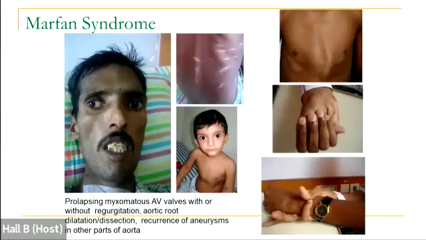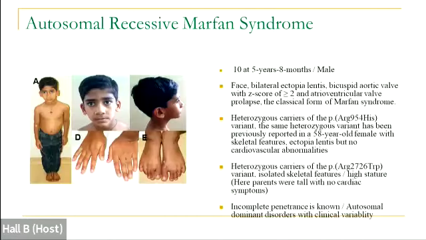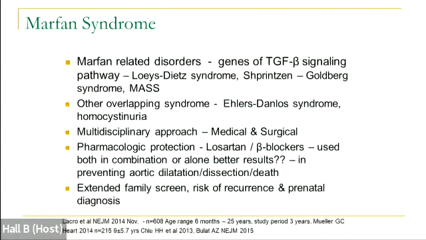So these are the clinical features and diagnostic criteria. Skip this. This is autosomal recessive Marfan syndrome, rarely described, with a more severe phenotype compared to the parents. These are the differential diagnoses: Marfan-related disorders which involve the TGF beta signaling pathway, or Marfan-like overlapping connective tissue disorders like Ehlers-Danlos syndrome and homocystinuria.